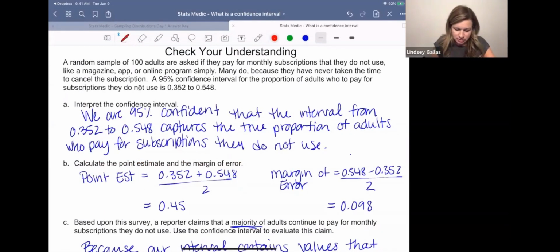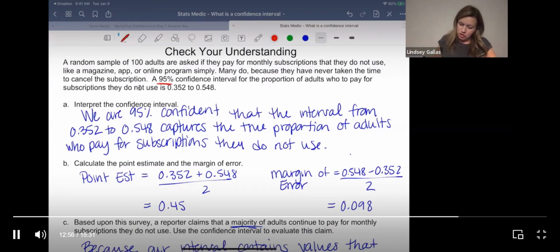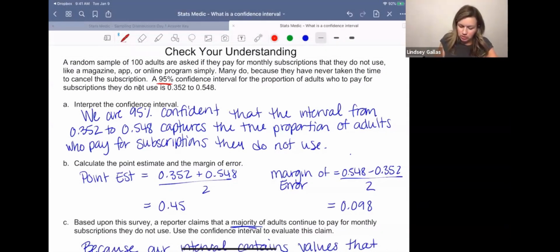Okay, so in this Check Your Understanding, we're talking about adults who pay for monthly subscriptions that they don't actually end up using. And we're given a 95% confidence interval for the proportion of adults who pay for subscriptions they don't use. And we're told that it is between 0.352 to 0.548. So first we're asked to interpret. So I used my sentence template from up above. We're told 95% confident. So we are 95% confident that the interval from 0.352 to 0.548 captures the true what?